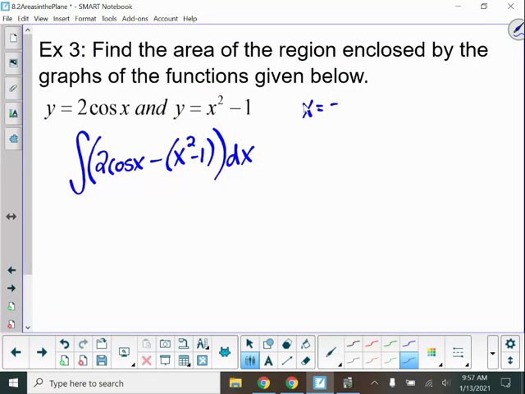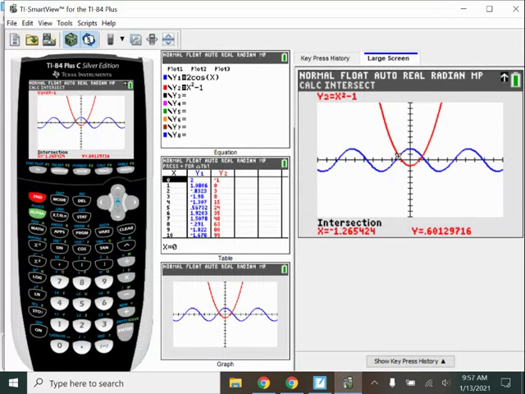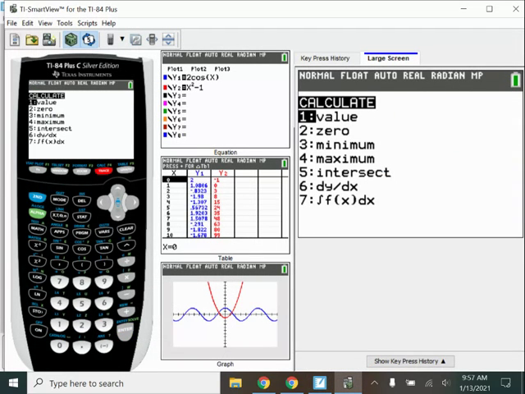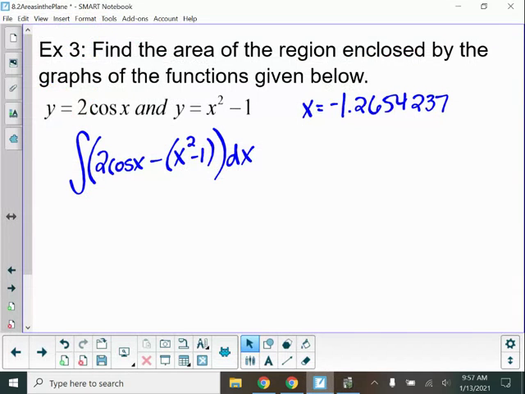But I am going to write that down. Negative 1.26542237. And then if we go and find the other intersection, again, I want number 5. We'll be coming over to this side, and there's the other intersection. So it's actually the same value, it's just the positive version.